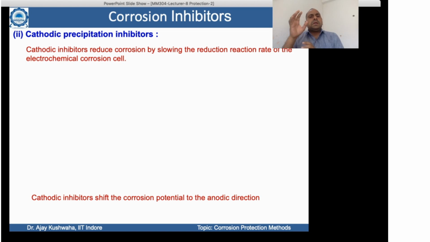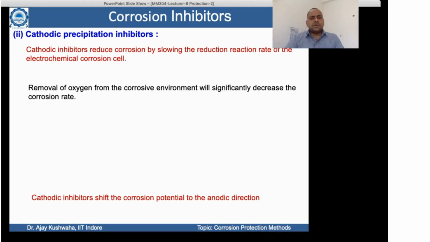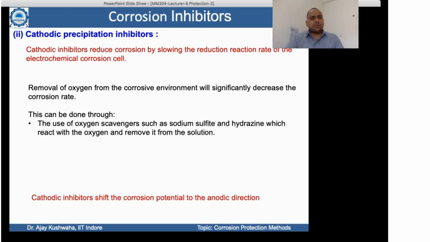So the second case is that we put in some chemical which is able to control or reduce the cathodic reaction. Cathodic inhibitors reduce corrosion by slowing the reaction rate of the electrochemical corrosion cell. Removal of oxygen from the corrosive environment will significantly decrease the corrosion rate. So how can we reduce the oxygen content? Number one, we can use oxygen scavengers such as sodium sulfite or hydrazine, which react with oxygen and remove it from the solution. Simply by removing the oxygen, we can passivate the cathode, or reduce the cathodic reaction, and it can be achieved by adding some kind of oxygen scavenger agent.